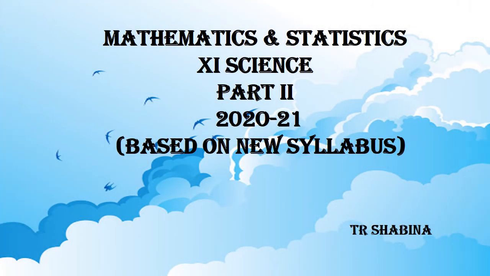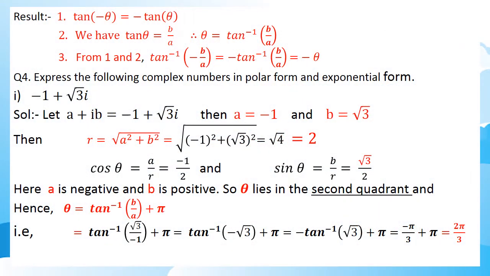Dear students, today we are continuing with the sums of exercise 1.3 of the lesson complex numbers. Before going to solve the upcoming sums, we need to recall the results in trigonometry in your lower classes. Tan minus theta is equal to minus tan theta.